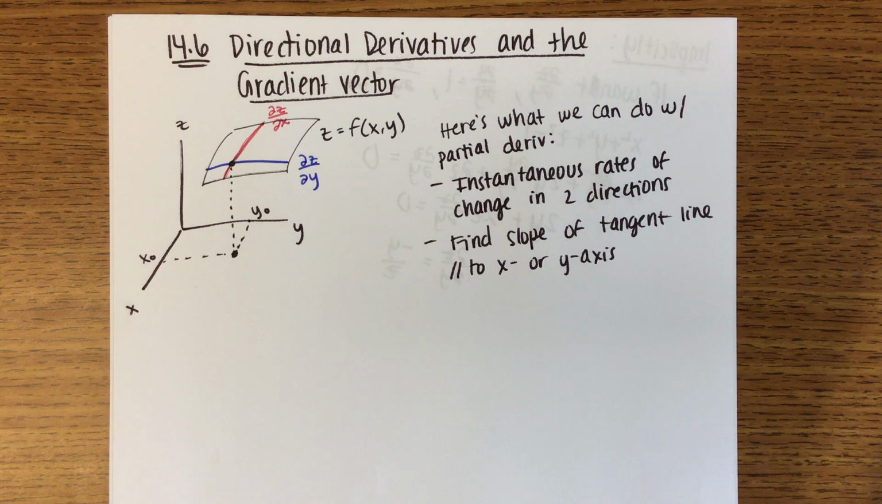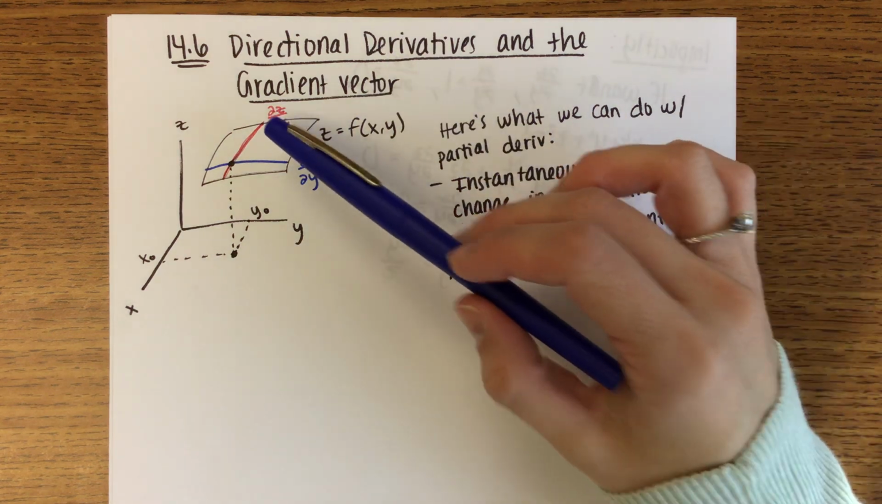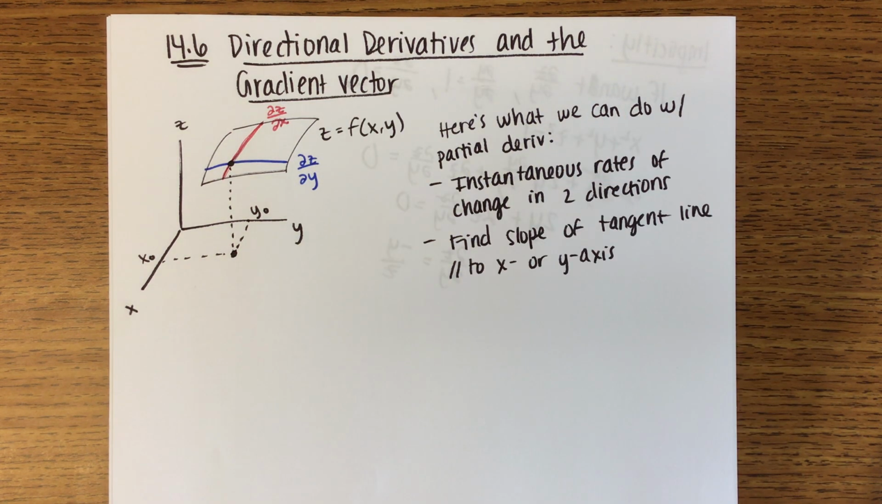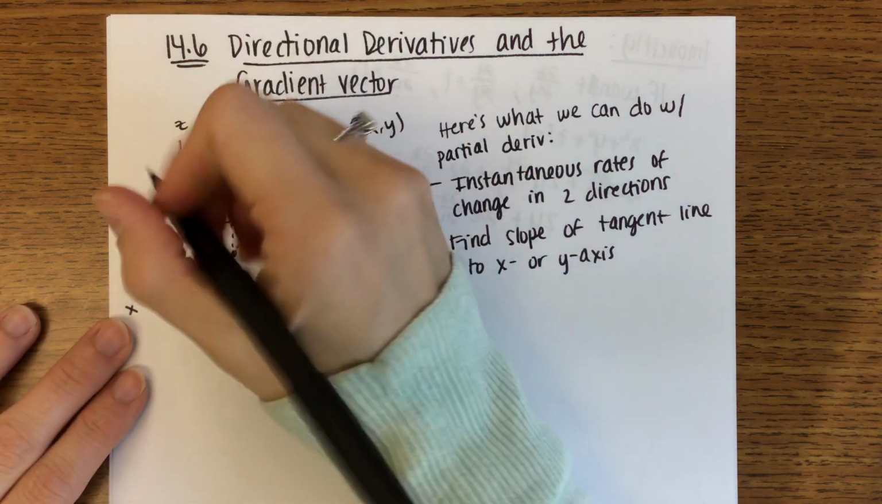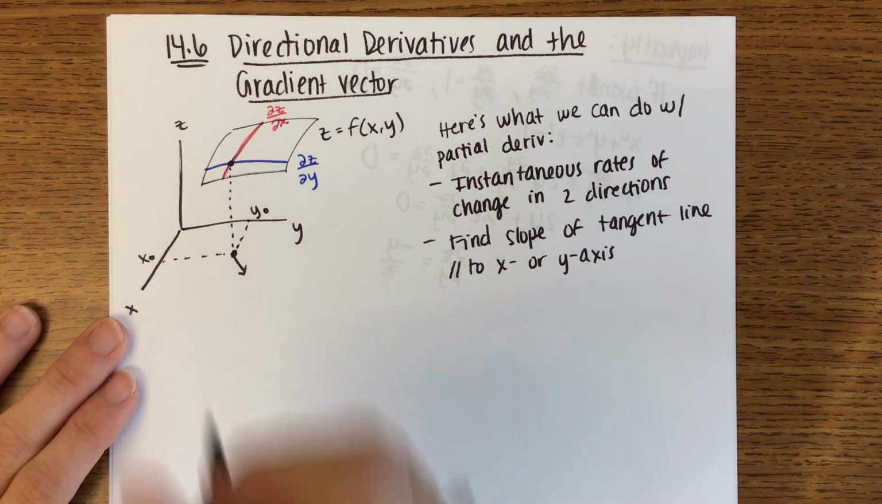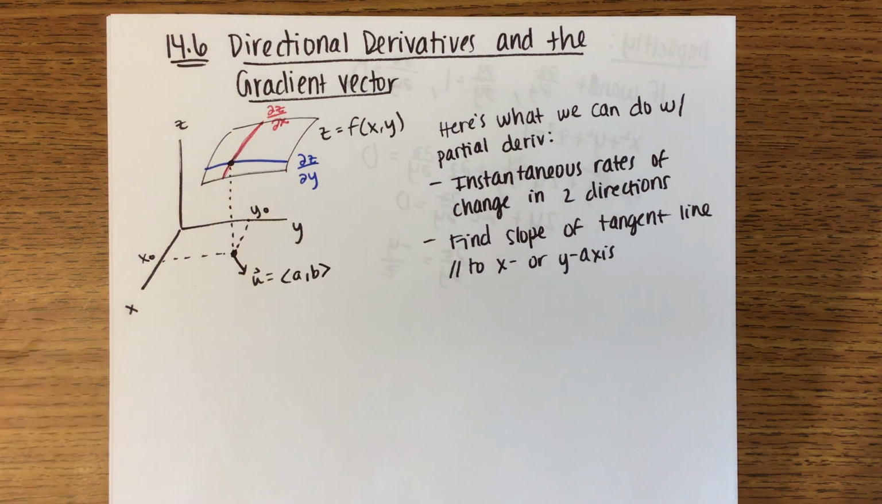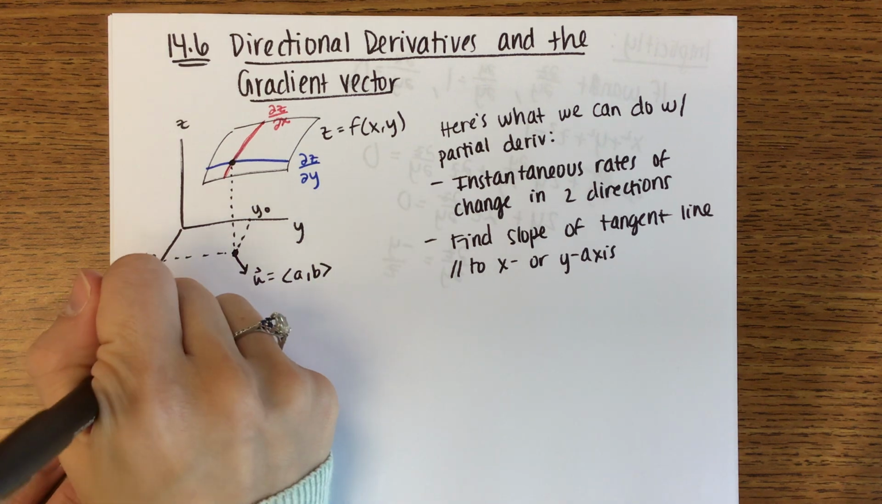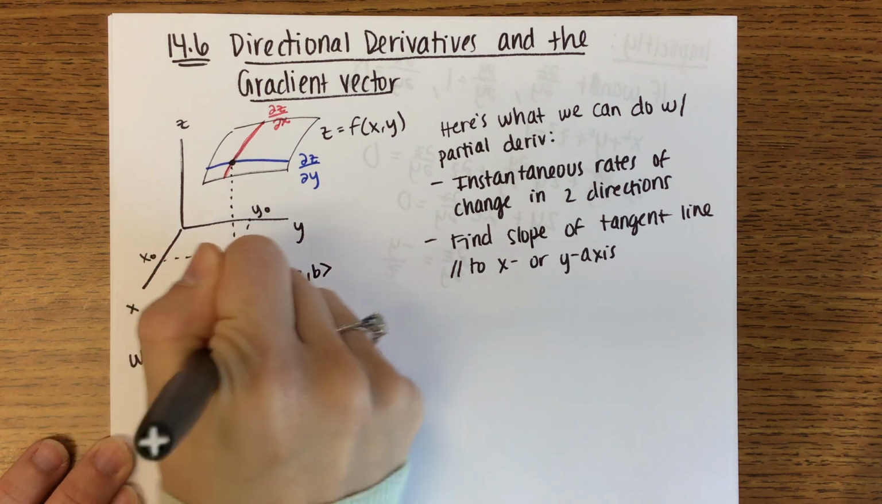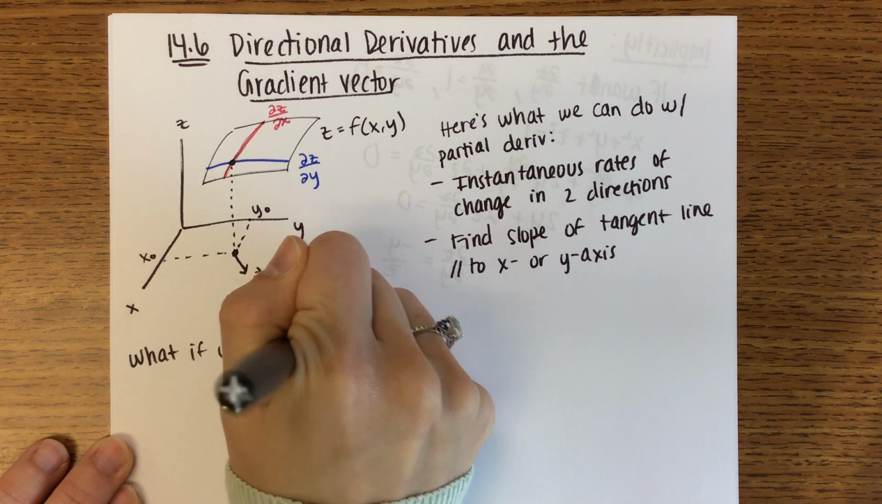Now, while those are helpful, that's pretty limiting. It's not often that we're going to be going in just these two specific directions. We might be going in a different direction instead. So that's what we're going to talk about today: what happens if we're heading in some other direction that we're going to call u. So we want to know what is the rate of change in z as we head in this direction u. So what if we want to go in other directions?